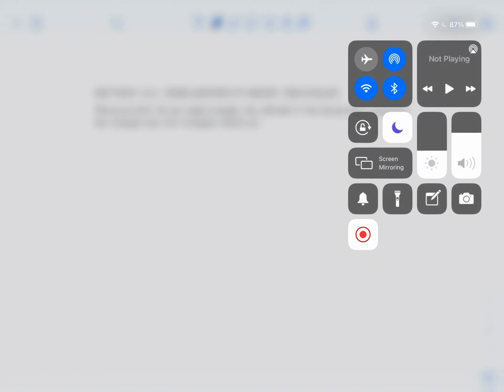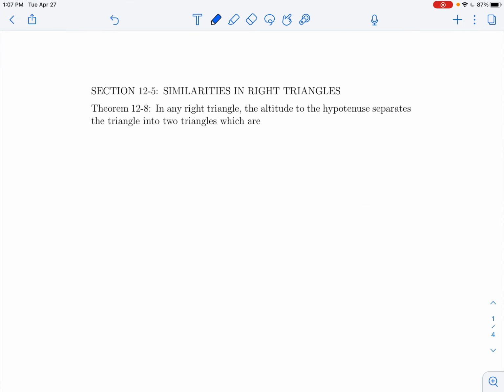Hello, in this video I'll be talking about section 12.5, which extends what we've been talking about in terms of similarities specifically to right triangles. And this first theorem actually came up in a homework problem, so we should be able to understand this fairly easily. In any right triangle, the altitude to the hypotenuse, so let's draw a right triangle.